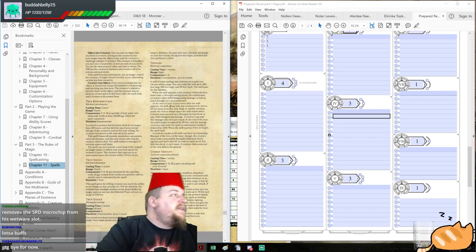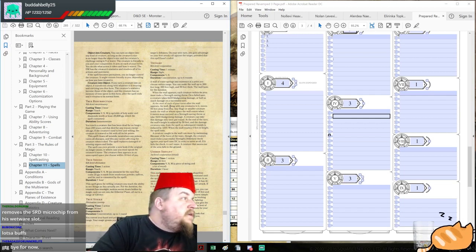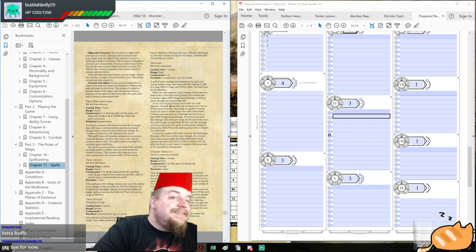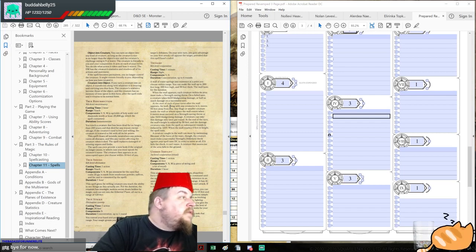True Resurrection, level 9 Necromancy. You touch a creature that's been dead for no longer than 200 years and that died for any reason except old age. If the creature's soul is free and willing, the creature is restored to life with all its hit points. The spell closes all wounds, neutralizes any poison, cures all diseases, and lifts any curses afflicting the creature when it died. The spell replaces damaged or missing organs and limbs. This spell can even provide a new body if the original no longer exists, in which case you must speak the creature's name. The creature then appears in an unoccupied space you choose within 10 feet of you.